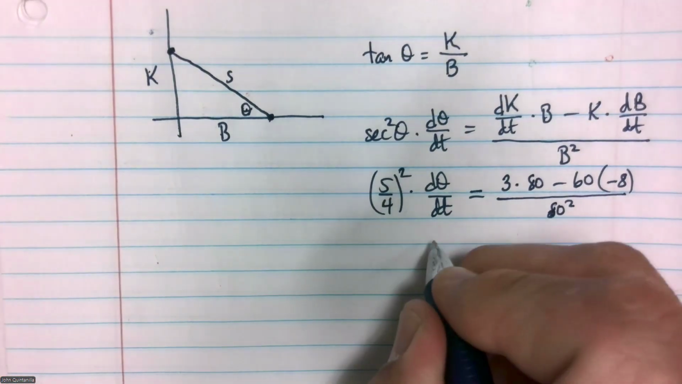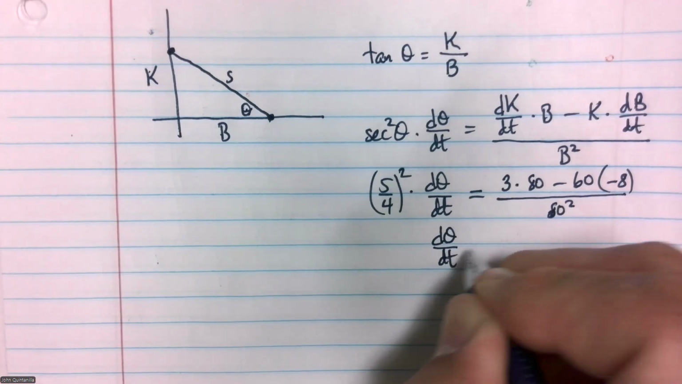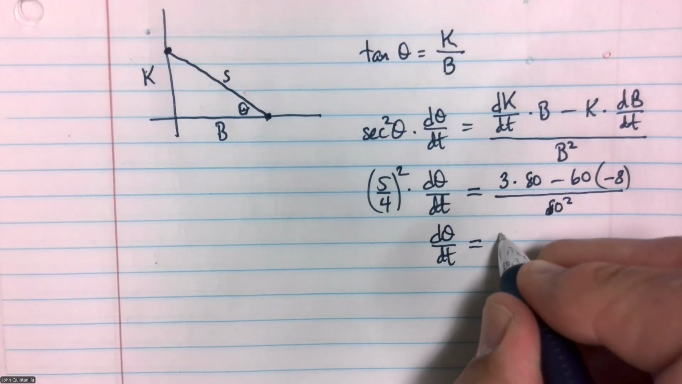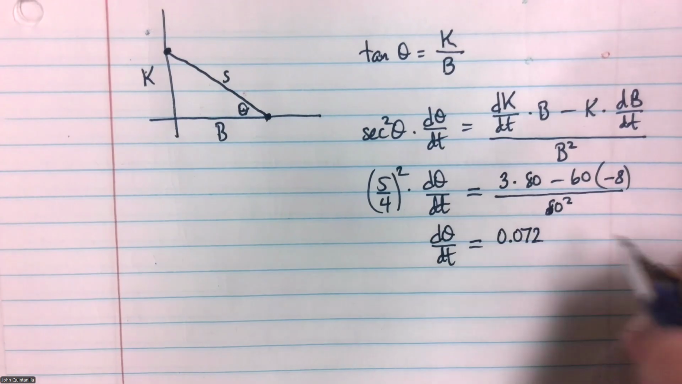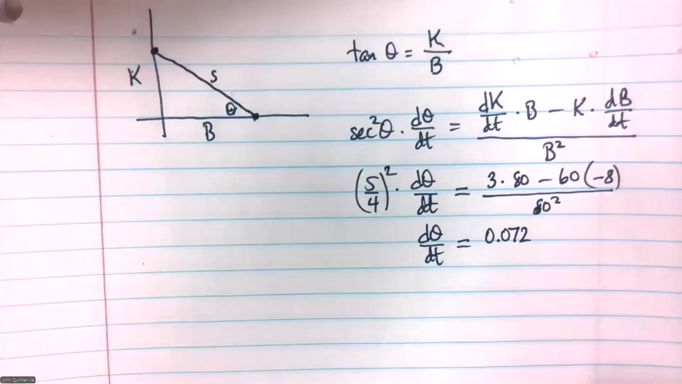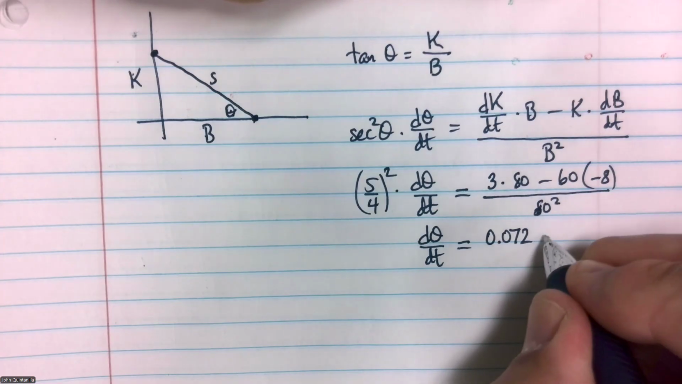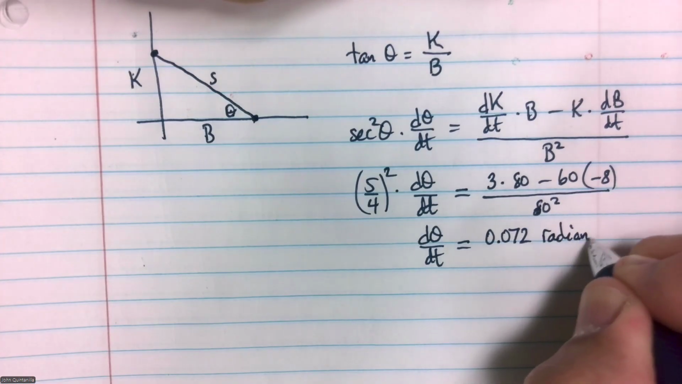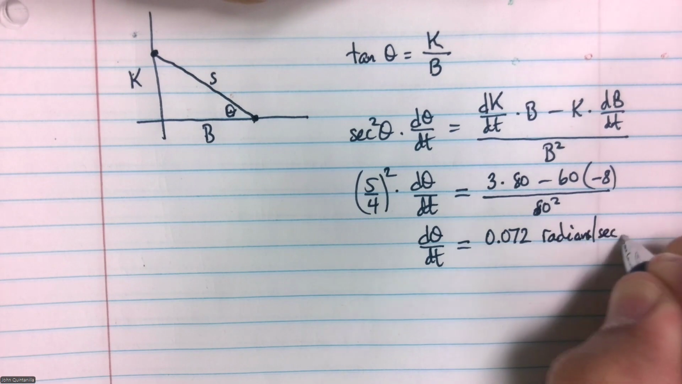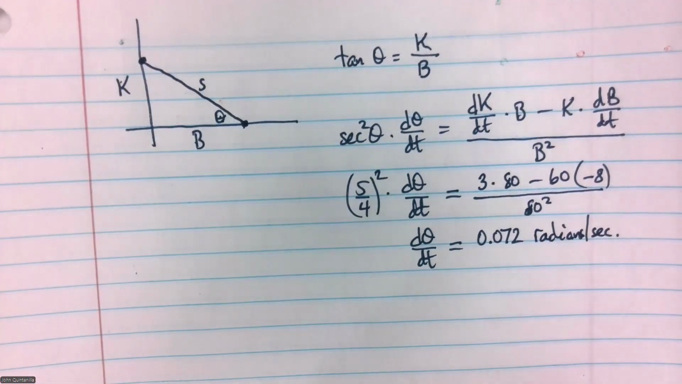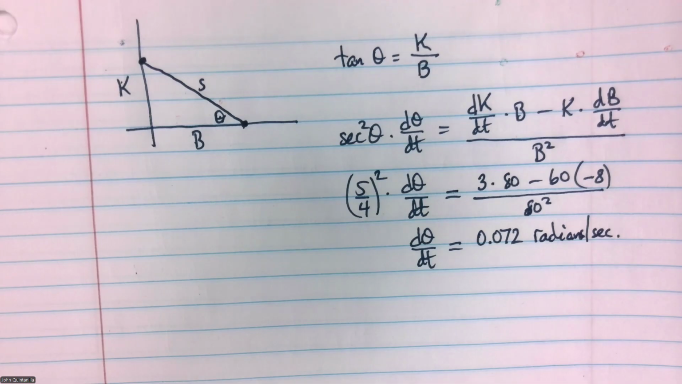And so now it's just a matter of solving for d theta/dt. And if I just plug into a calculator to do the arithmetic, this works out to be 0.072. Now, again, I can't just write that as my answer. This is a rate, and so this is the rate at which an angle is changing. My units are going to be radians per second. And so that is the rate at which theta is changing at that moment.